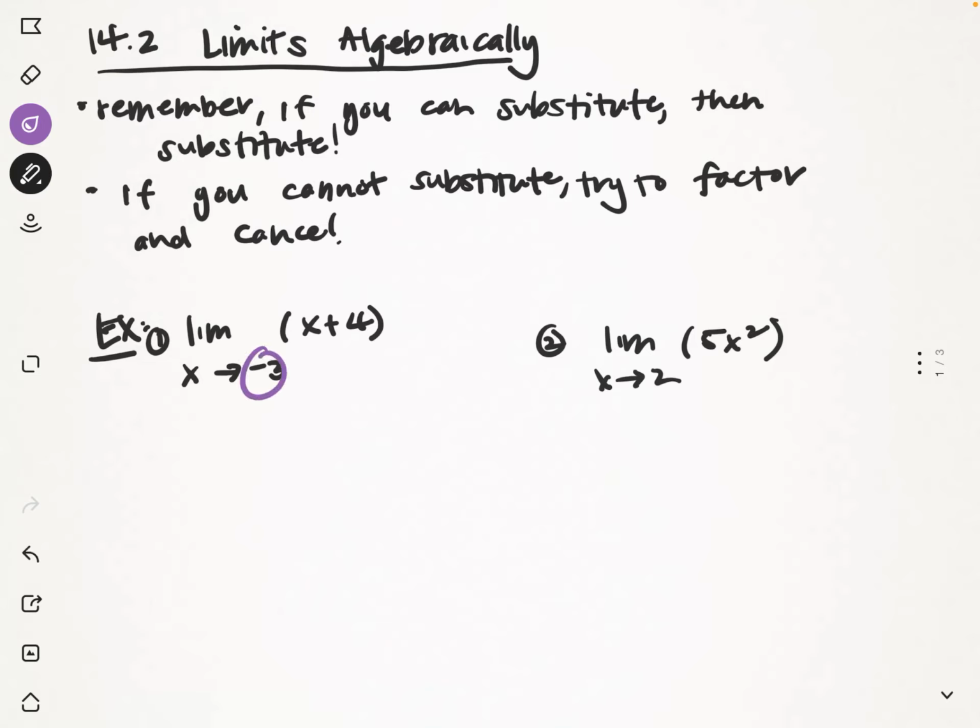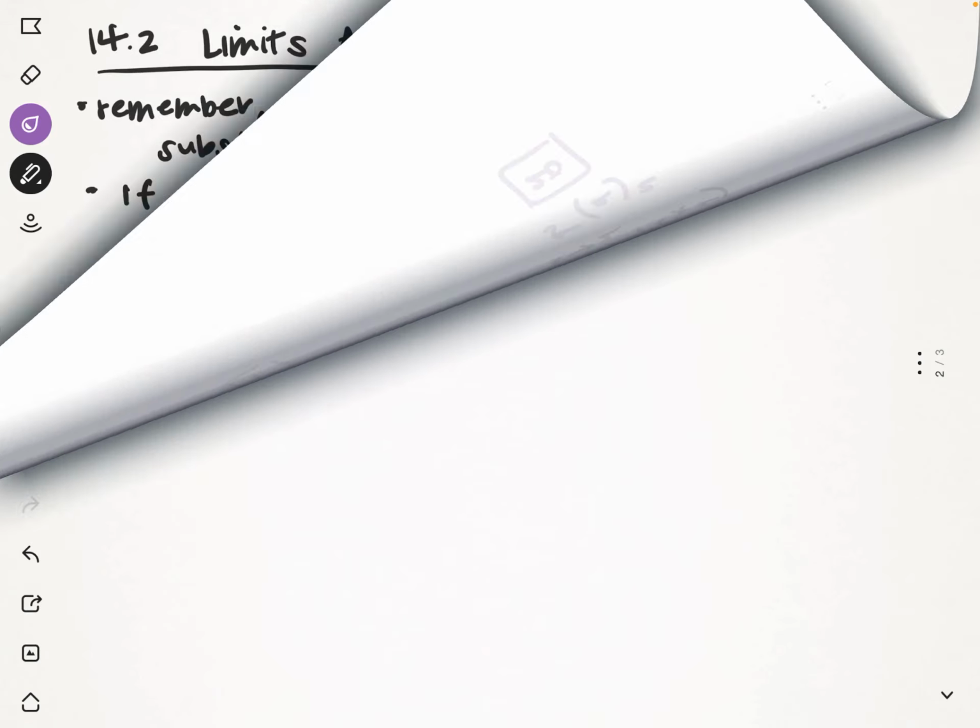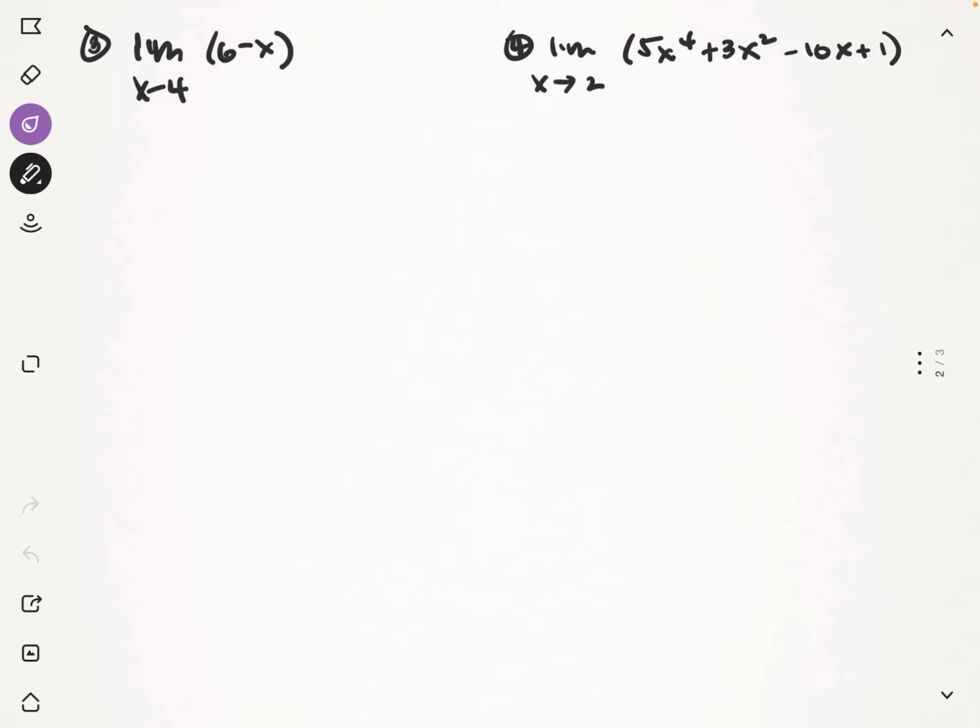So if I plug in my -3, limit as x approaches -3 of x plus 4, then I can plug in my -3 plus 4 and get 1. Similarly, we can do the next one, 5x squared, which is one of the functions we used 2 classes ago. So we're going to say 5, we're plugging in the 2 for our x squared. 2 times 2 is 4. 4 times 5 is 20. These are pretty simple algebraically. We're just substituting and simplifying.